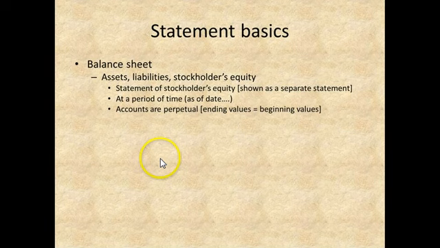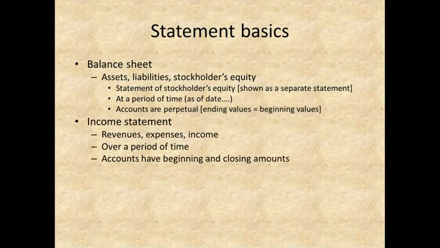Notice a couple things about the balance sheet. First, within the balance sheet is one of the four statements, the statement of stockholders' equity. So the balance sheet actually is two of the four statements. The accounts in balance sheets, so asset, liability, and equity accounts, are perpetual, which means that the ending values of those accounts at the end of one period becomes the beginning value of those accounts in the next period.